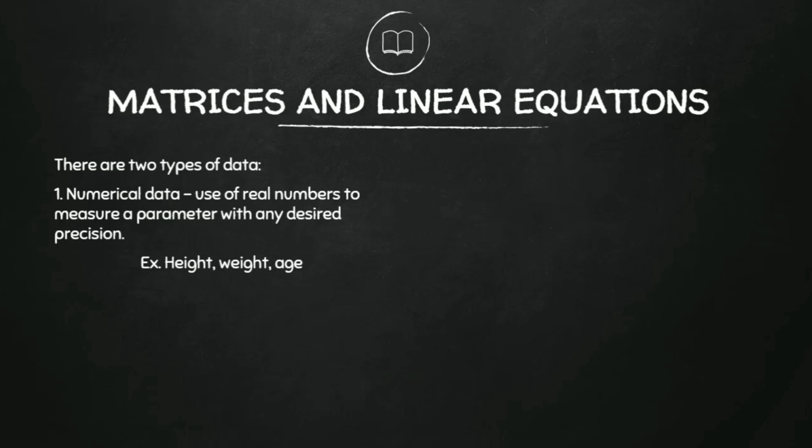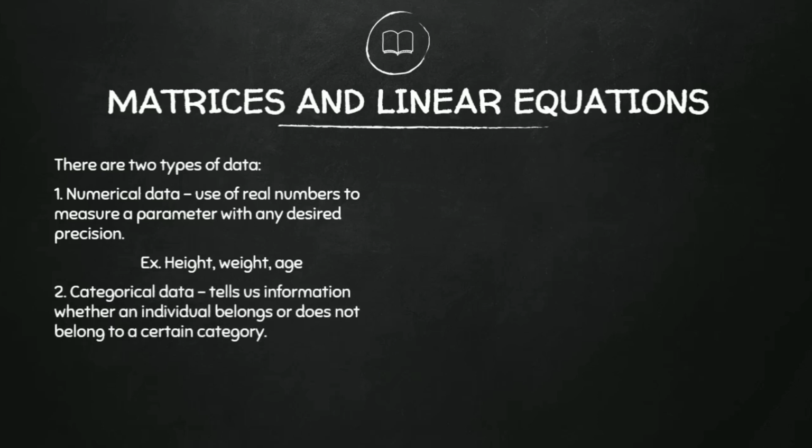If a parameter cannot be expressed in terms of numbers, then it falls under categorical data. It tells us information whether an individual belongs or does not belong to a certain category. This is also called qualitative data. Examples would be hair color and age groups.